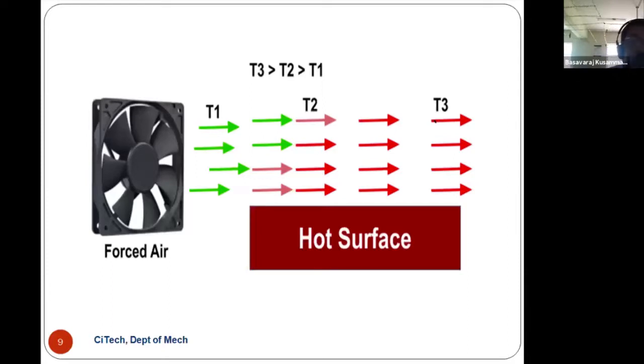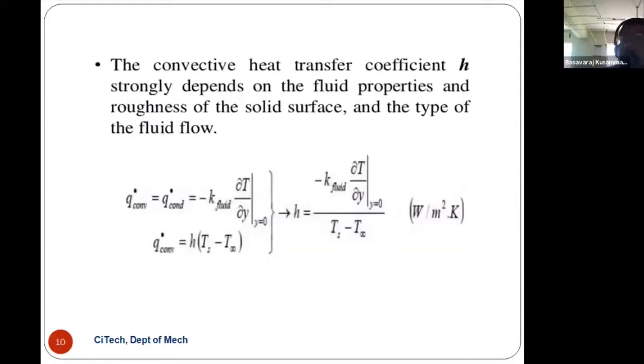Okay, then the convective heat transfer coefficient. I asked this question to some of the faculty at the IIT and NIT during a discussion. Suppose water is there. We can use water for forced convection as well as for natural convection. Whether the heat transfer coefficient for both will be the same or different? The heat transfer coefficient will be different.